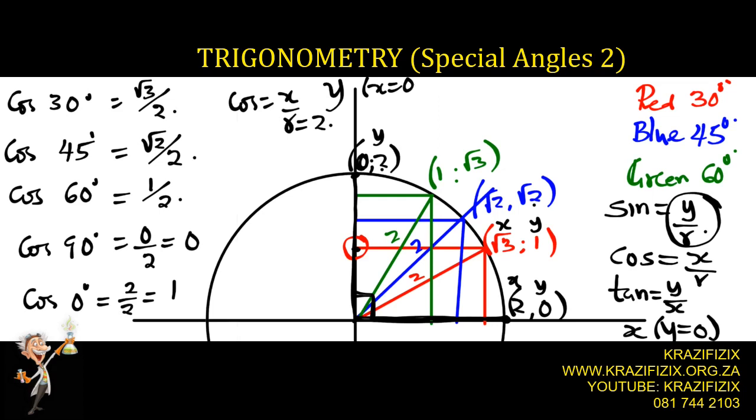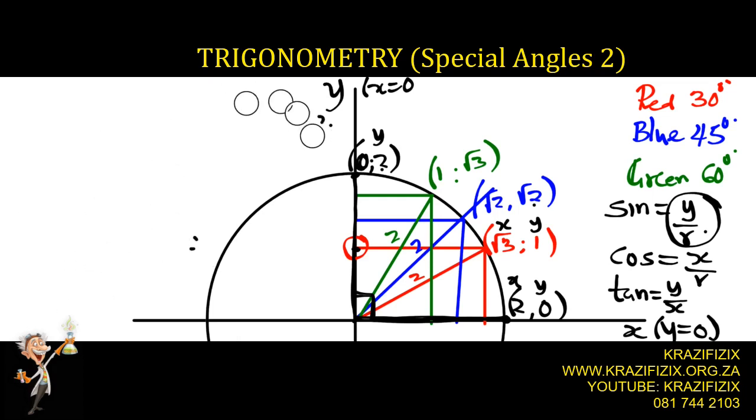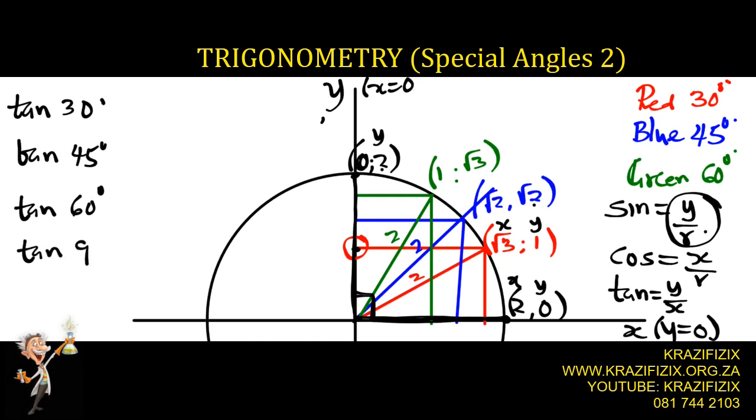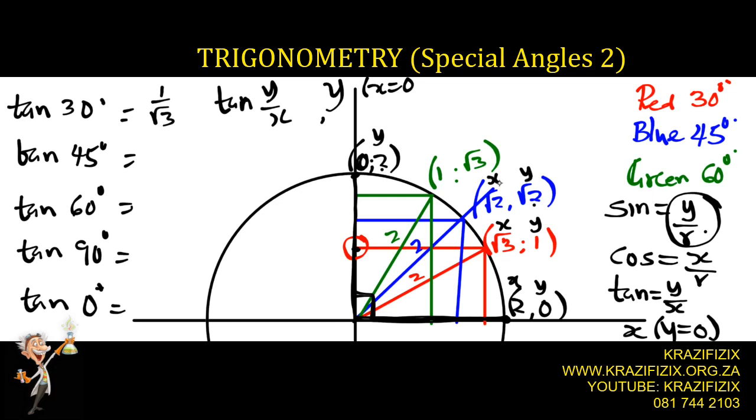Let's quickly check out our tan values. 30, 45, 60, 90, and 0. What is tan, by the way? Y over x. So let's go check. 30, the red one. Y over x. 1 over root 3. What about 45? Again, it's y over x. Root 2 over root 2. 1. What about 60? Y over x. What about 90? Y over x. And 2 divided by 0 is undefined.